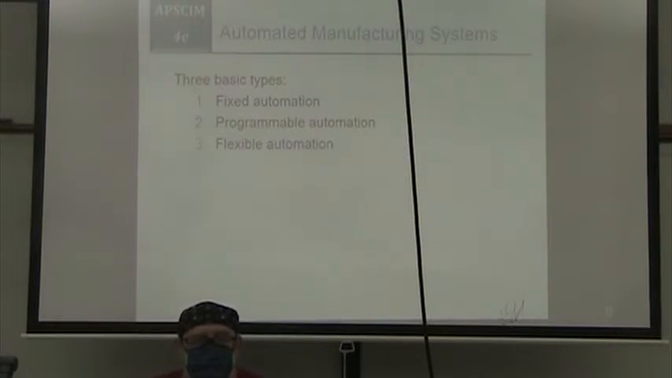All right, so if we do have automated manufacturing systems, and that's not to imply they don't exist in the universe, of course. Basically, we have three types. We have fixed automation, programmable automation, and flexible automation.